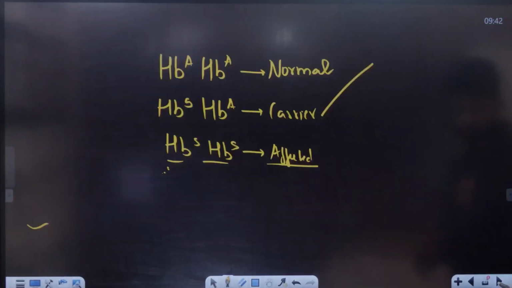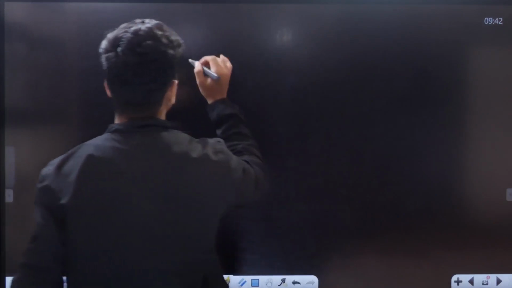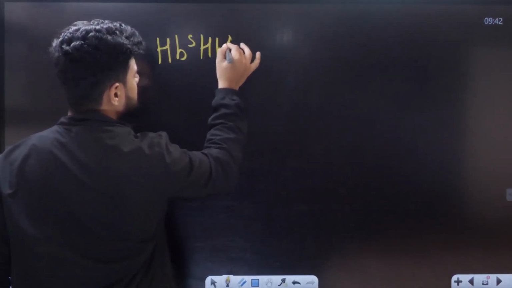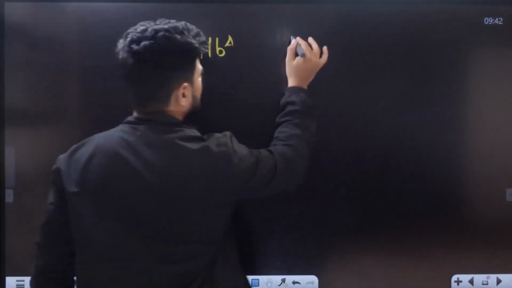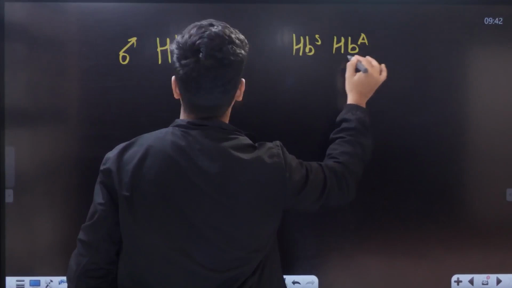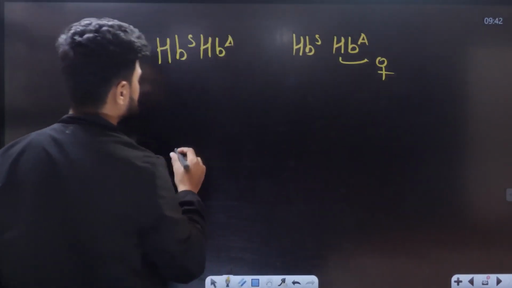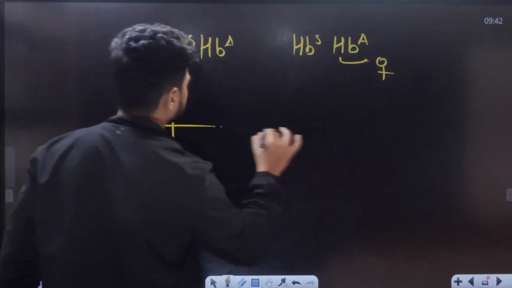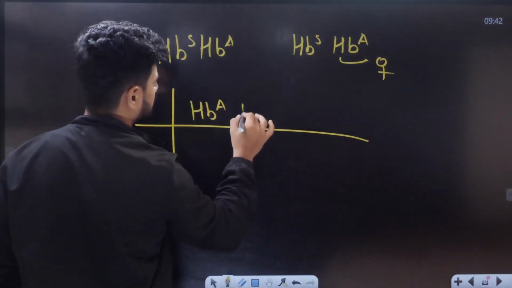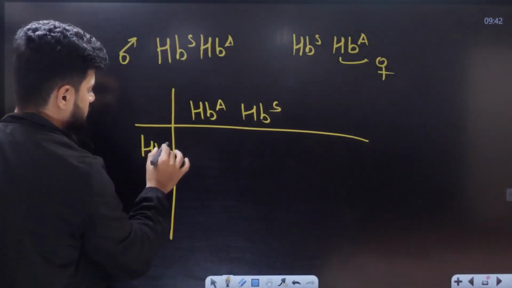Let's do the cross ourselves. Carrier male and carrier female. Let's take HBS, HBA. This is the carrier male. HBS and HBA, this is the carrier female. Let's do the table. Here we'll get HBA and HBS from here. Here we will have HBS and HBA.